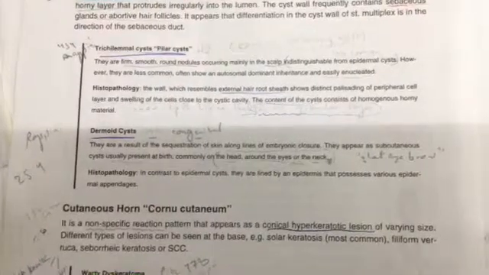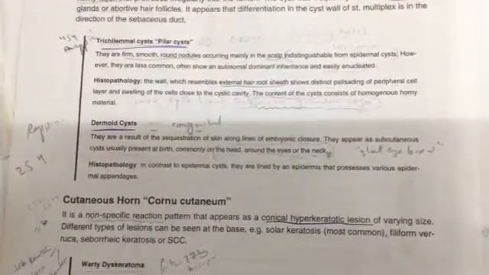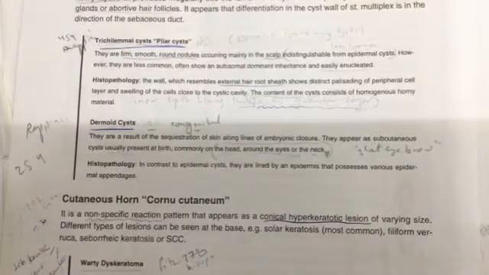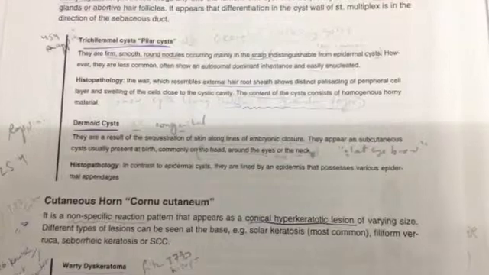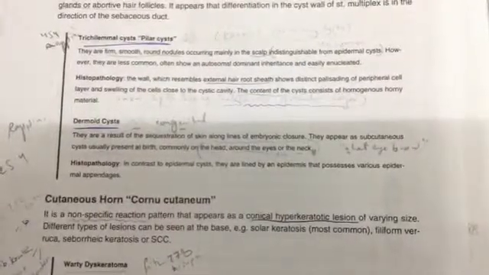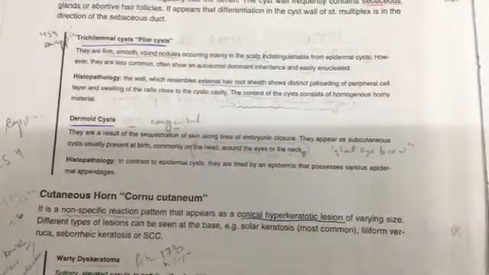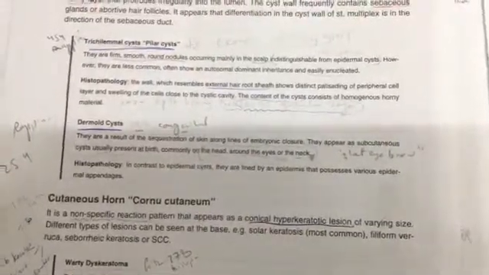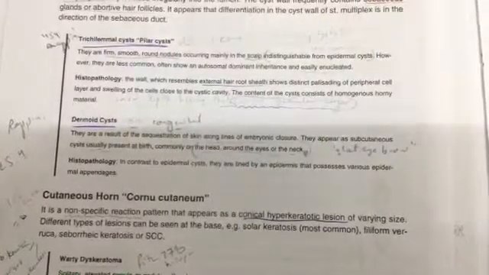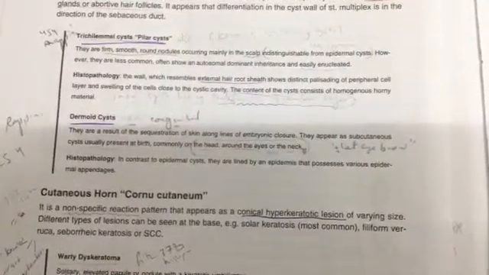The dermoid cyst, rare, congenital, results from sequestration of the skin along lines of embryonic closure. They appear as subcutaneous cysts, usually present at birth, commonly on the head, around the eyes, nose, and the neck. Lateral eyebrows. Histopathologically, in contrast to epidermal cysts, they are lined with epidermis that possesses various epidermal appendages. So the lining epidermis contains various epidermal appendages. This is the dermoid cyst.